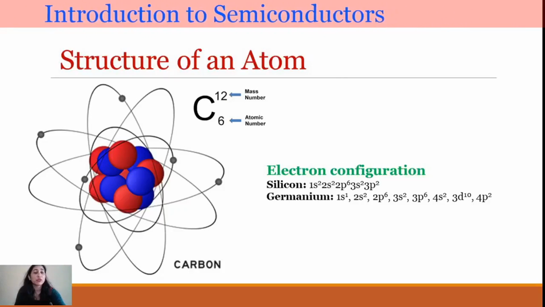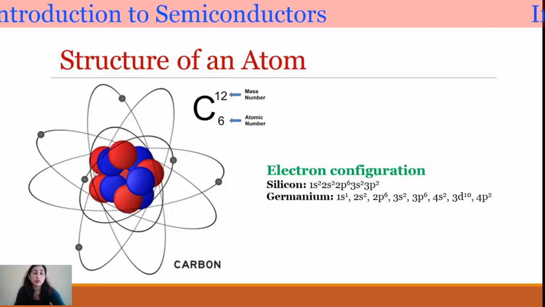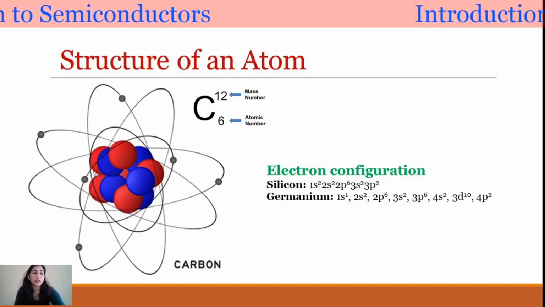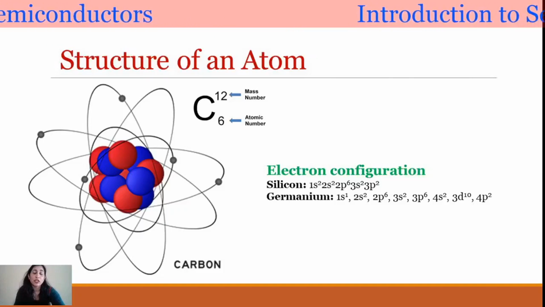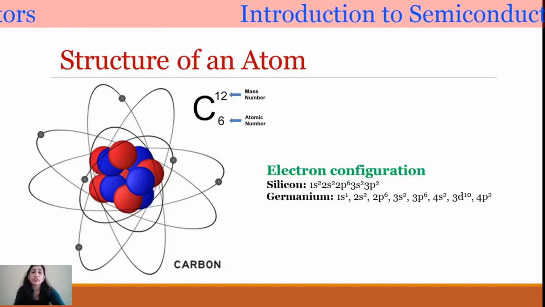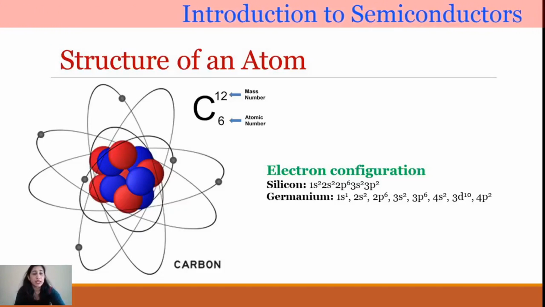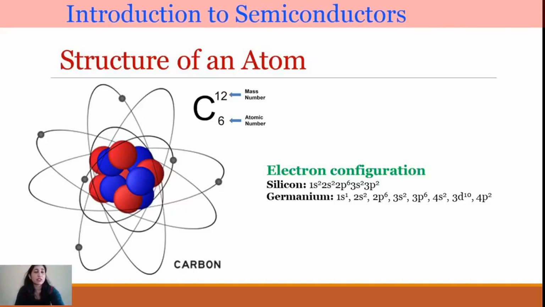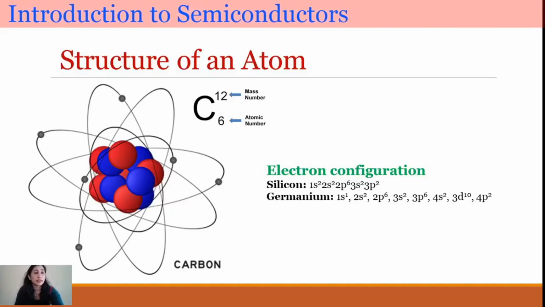In the center, the red and blue circles represent the protons and neutrons. And these protons and neutrons reside inside the nucleus. These small black balls are the electrons. The electrons revolve around the nucleus. The total number of protons gives us the atomic number of any atom, while the total number of protons and neutrons gives us the mass number of the atom.